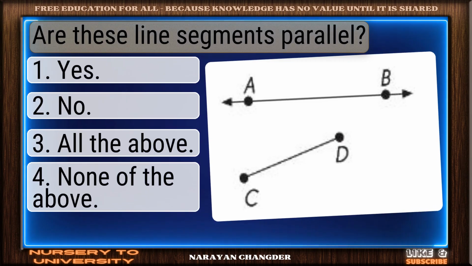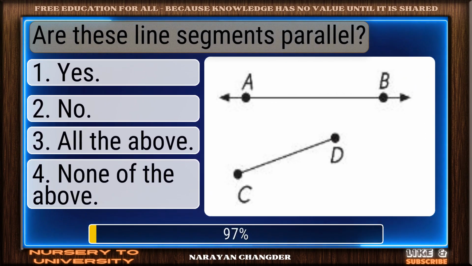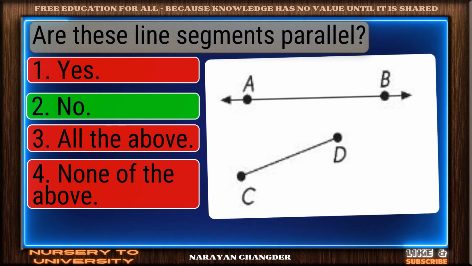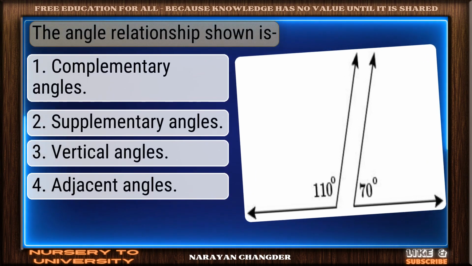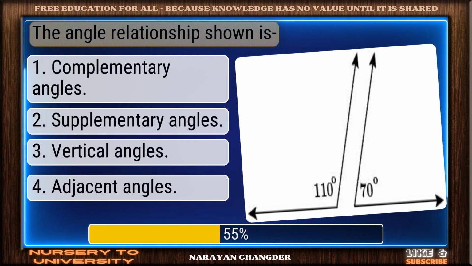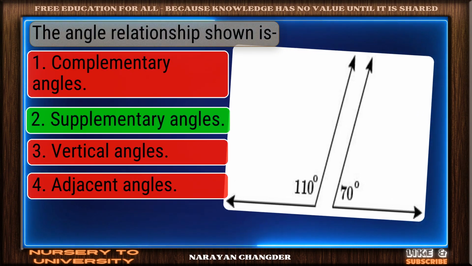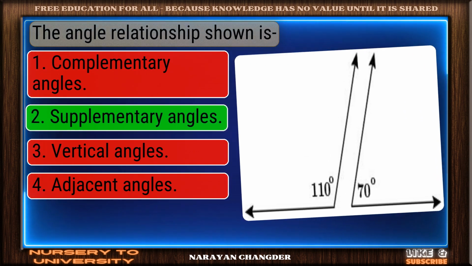Question number 9. Are these line segments parallel? Nice work. You chose no and it is correct. Question number 10. The angle relationship shown is? You got it. Your choice supplementary angles is right.